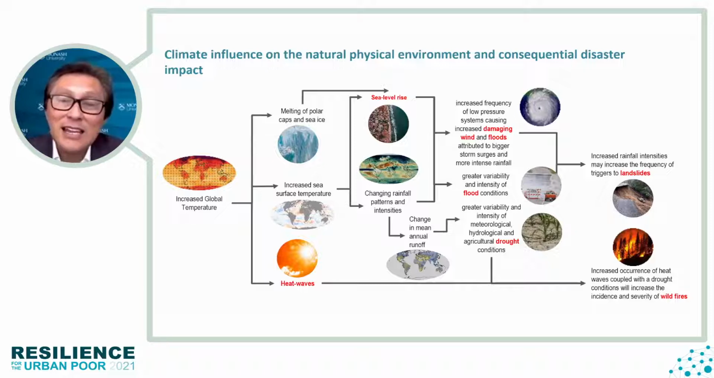So what you see in this diagram, and all the words that are in red, in fact highlights all the potential hazards that community infrastructure are exposed to. Heat waves, sea level rise, damaging winds and floods, droughts, landslides, wildfires. And in the next part, I will talk about how we can assess the impact, the combined effect of these hazards, on our community infrastructure. Back to you, Lara.